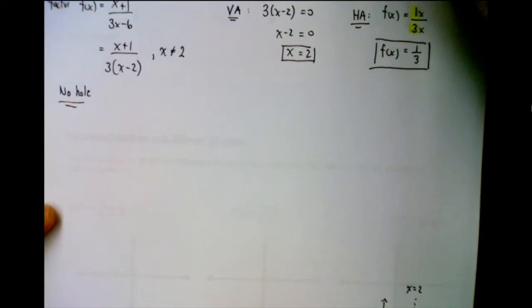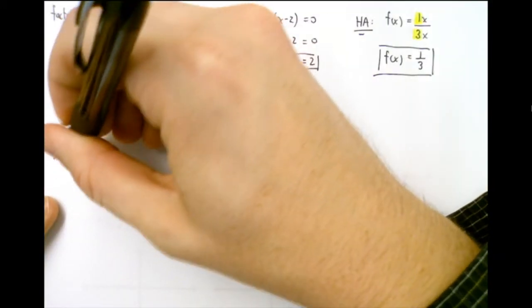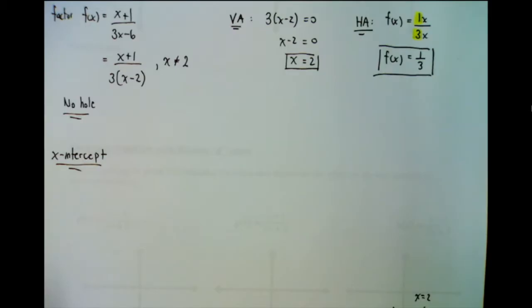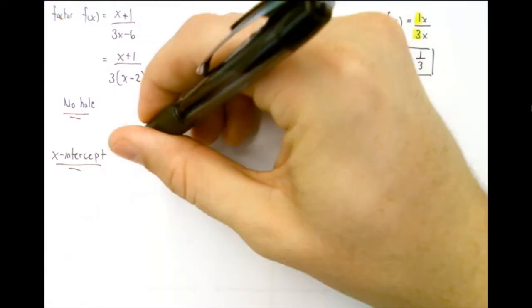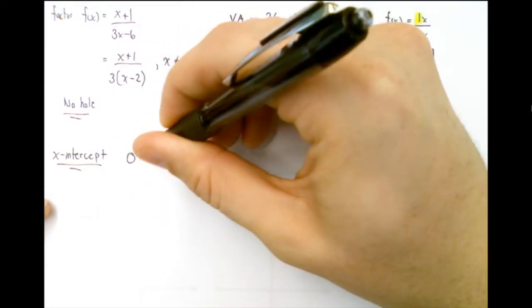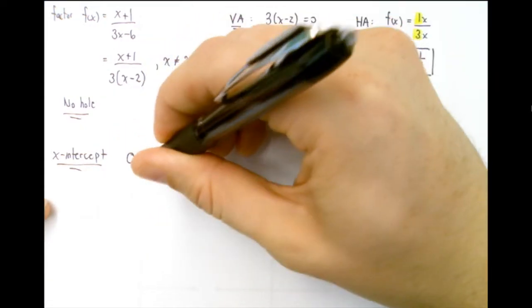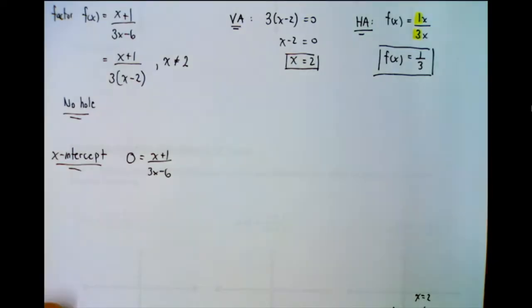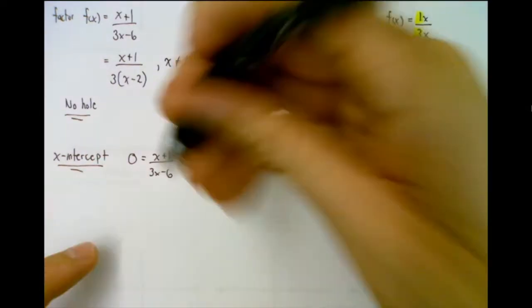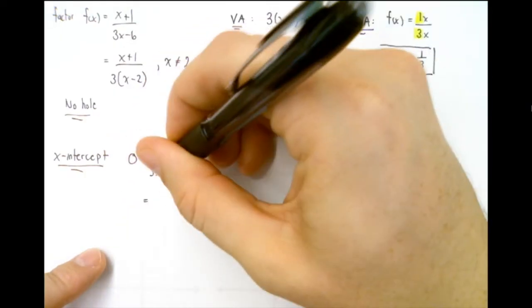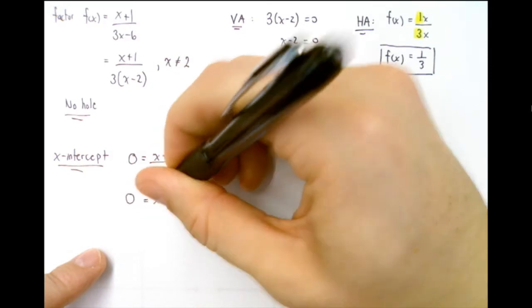X-intercepts. How do we find an x-intercept? Well, an x-intercept occurs when the function equals 0. So if we want to find the x-intercept, we would say, what is x when 0 equals x plus 1 over 3x minus 6? And if we multiply both sides by the denominator, 0 times 3x minus 6 is just 0, and that leaves us with just the numerator.